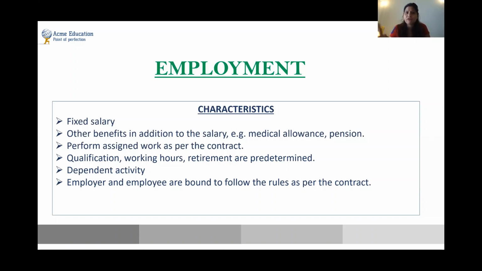So it is the duty of both the employer as well as the employee to follow the rules and regulations which are set. The capital investment by the employee is not needed, because the employee directly joins the organization, and he is not supposed to do any kind of investment before joining the job.